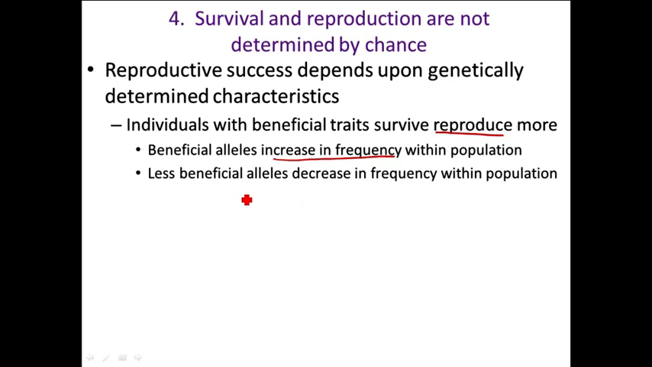Okay, so differential reproduction means that those with traits that make them better adapted to the environment are able to survive long enough to reproduce and do a good job of passing their genes on.